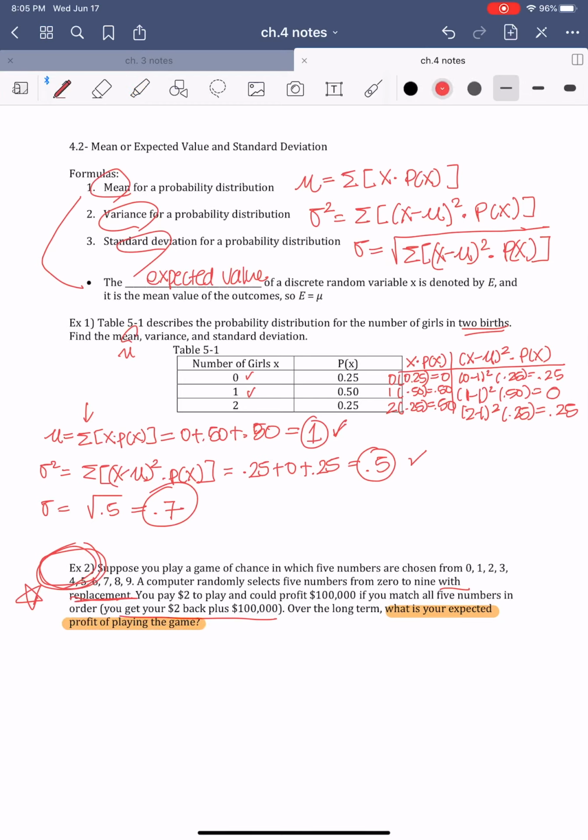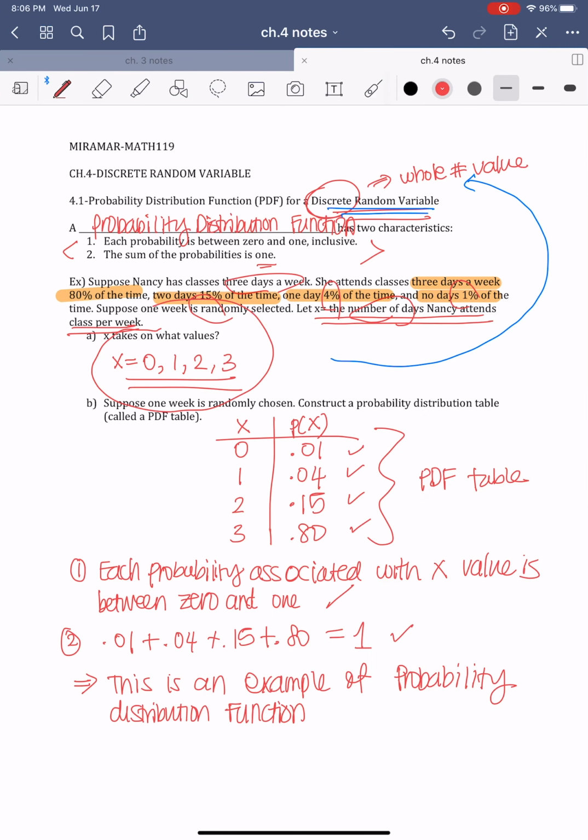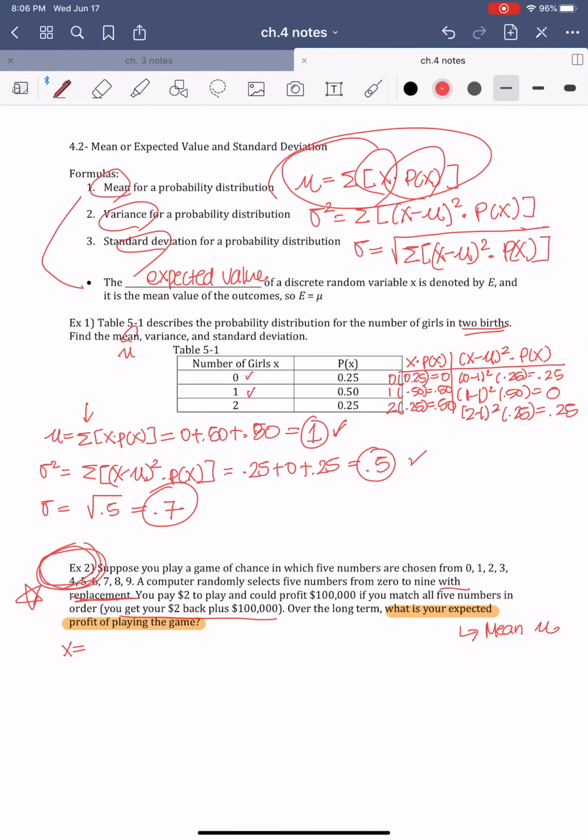So I have to find the mean value. In order to find the mean value, we have to know the x value and P of x. So first, you could jump right onto a question and then start using the numbers, but let's begin with what x means in this example. What is x? Remember, x represents a discrete random variable. In the example on the very first page, they define the x for you. It's a whole number value. Here, they did not define the x for you, so you have to write down what x means.